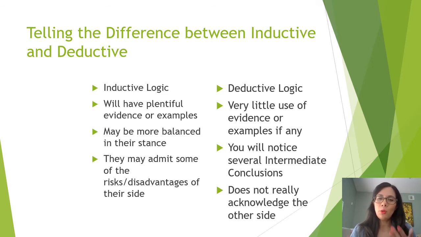Sometimes they're also a little more balanced. They're less harsh in saying you should do this or you should not do that. They may admit the other side. Deductive will have very little evidence or examples. Most of the passages, most of the paragraphs, will not. There'll be a lot of intermediate conclusions, and it doesn't really present a balanced argument because the whole point of deductive is that you're coming towards a very certain conclusion. So it does not really acknowledge the other side, or it may just dismiss the other side.